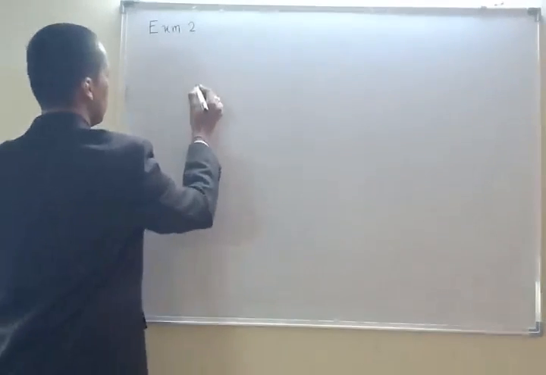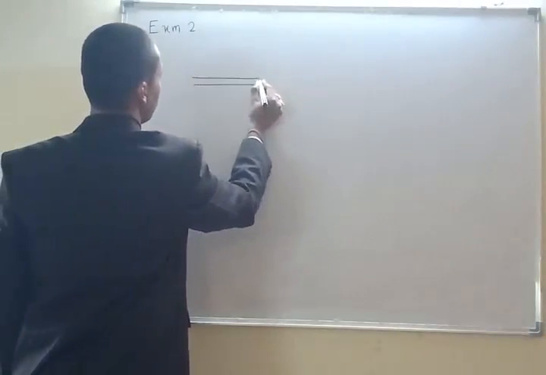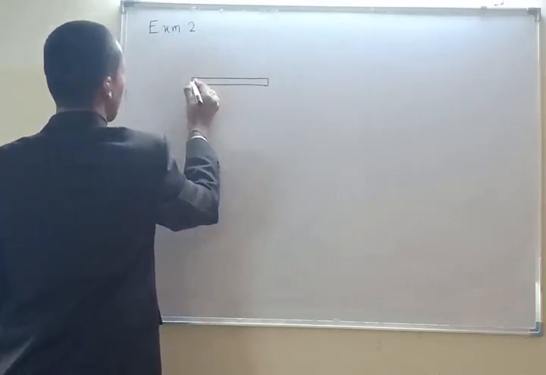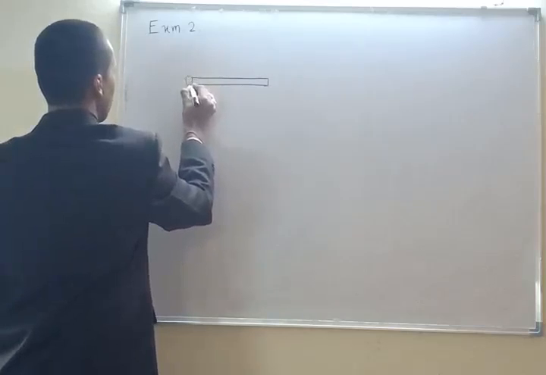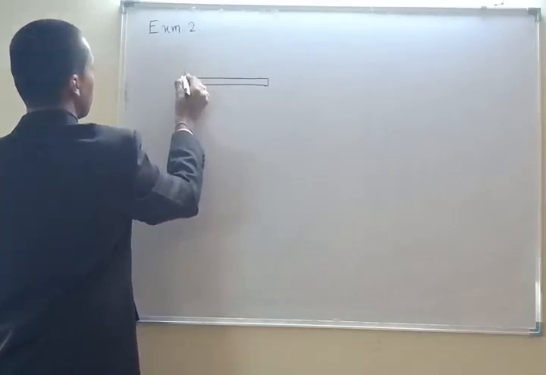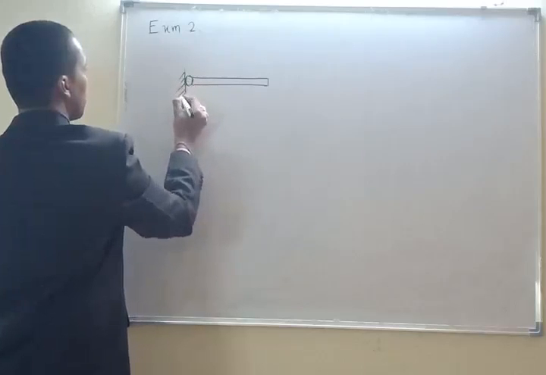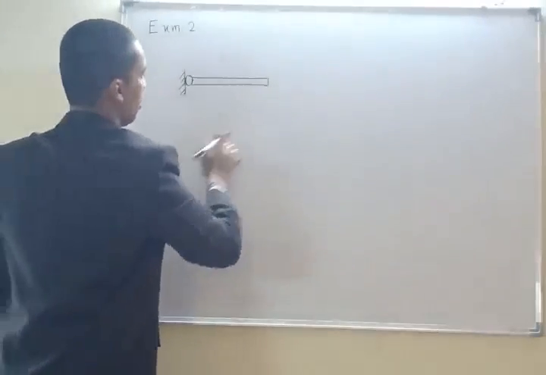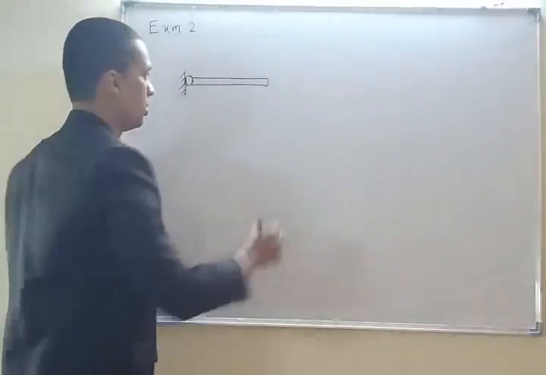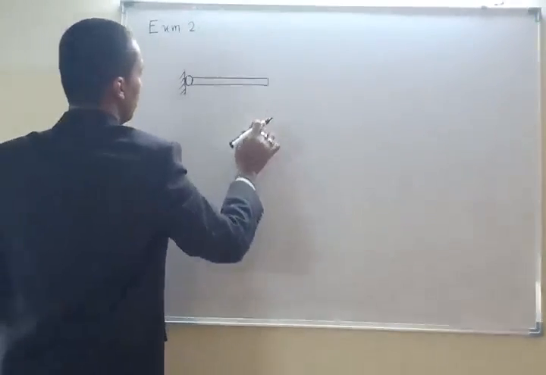He has given a beam. This is the beam, and here it is hinged. Here it is hinged. This beam can rotate down or up like this. It can go like this and go like that. Okay, so it can rotate.